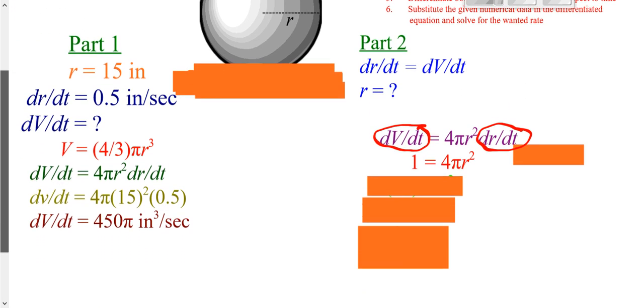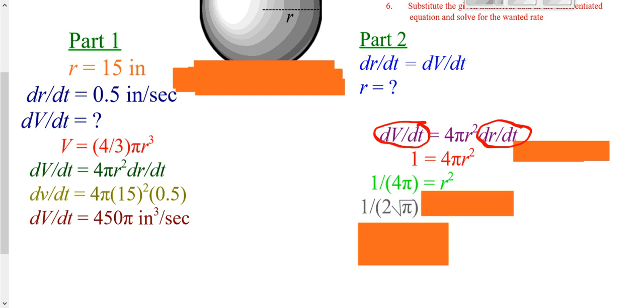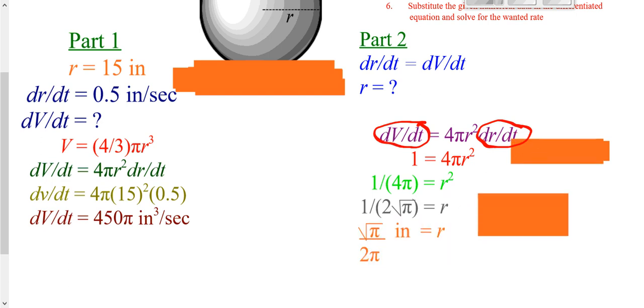Well, all we have to do now is finish solving this for r, so we can divide both sides by 4 pi. Take our square root of the top, square root of the bottom. Remember the square root of 4 is 2, square root of pi. Oh, we don't want to leave that root in the bottom, so you get the root out of the bottom, so you get the square root of pi over 2 pi. We're dealing with our radius, which is a length, so it's going to be in inches.